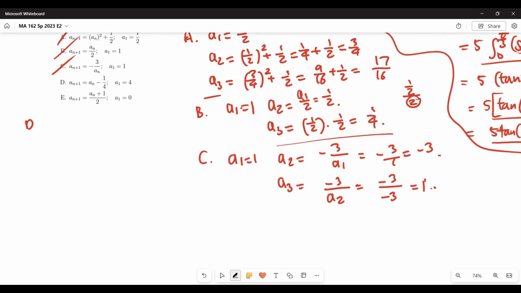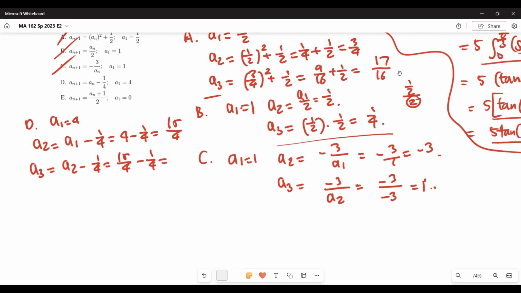Cool. Let's try D. A1 is 4. Okay, A2 then is A1 minus 1 over 4, which is 4 minus 1 over 4, which is 15 over 4. A3 is A2 minus 1 over 4, so 15 over 4 minus 1 over 4, 14 over 4, which is 7 over 2. So D is also not right.